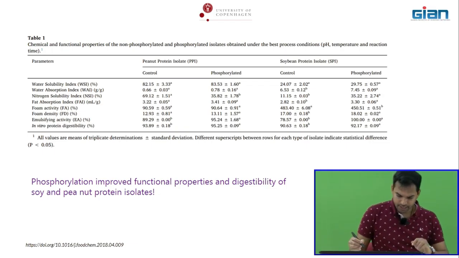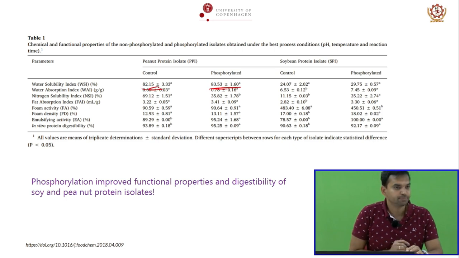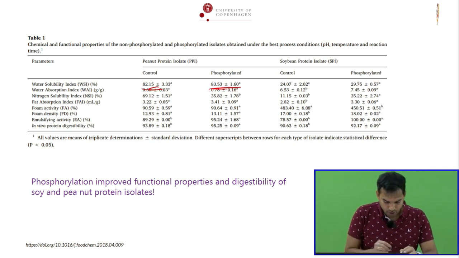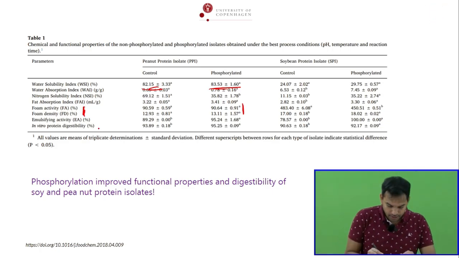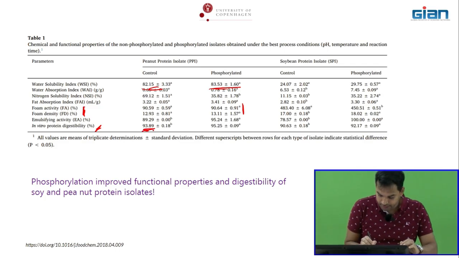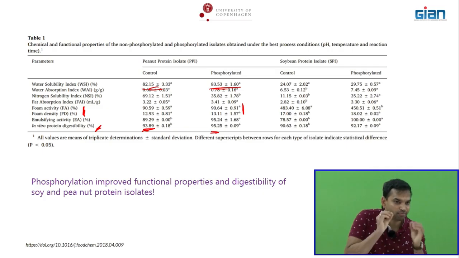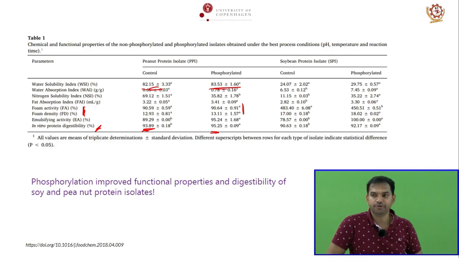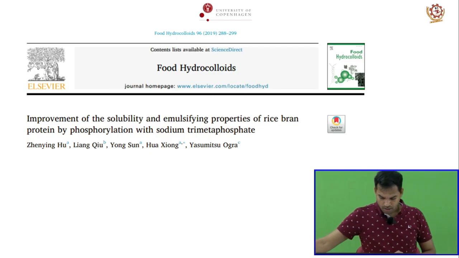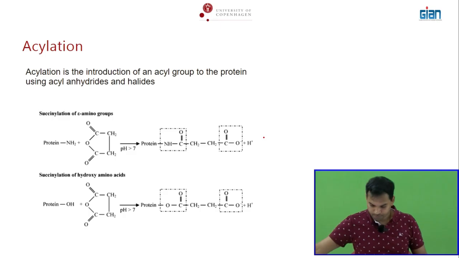Yeah, the example is here. You can see that solubility has been changed with respect to this one. Foaming capacity has been changed after phosphorylation. Apparently, the digestibility goes from 93 to 95. It is a significant change, but only a minor change in the digestibility. So, phosphorylation can be used to change the techno-functional properties of proteins. You can read this paper if you are really interested in emulsification and so on.